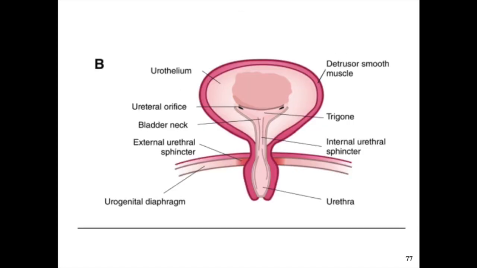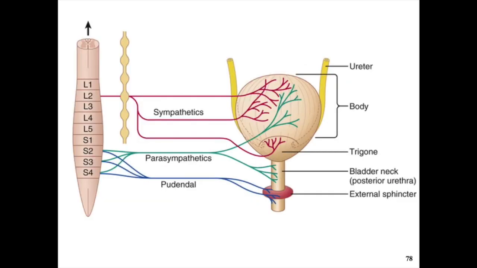The female, the same thing. So we have an internal sphincter, the detrusor, and we have an external sphincter, which is under voluntary control. The pattern of innervation is such that we have sympathetic and parasympathetic innervation of the bladder and the internal sphincter.